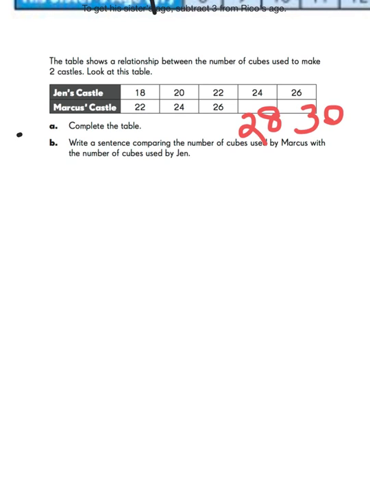Now, if I were to write the sentence, what would the sentence be like? It should probably say something like, Marcus needs 4 more cubes than Jen needs. Or, Jen needs 4 less cubes than Marcus needs to build his castle. You could say it either way and it would make sense.